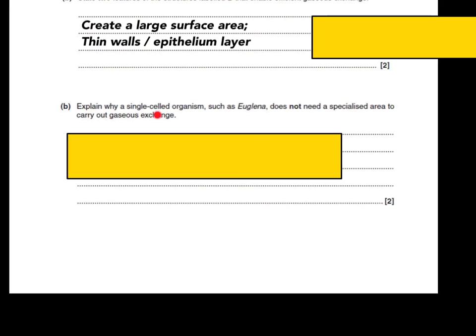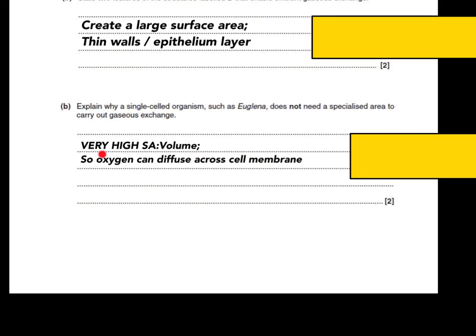Finally, explain why a single-celled organism such as Euglena does not need a specialized area to carry out gaseous exchange. Well, this goes back to the first point I made when we started this tutorial. Small, single-celled organisms have a huge surface area to volume ratio. So because they have a very high surface area to volume ratio, oxygen can diffuse across the cell membrane. 2 marks.